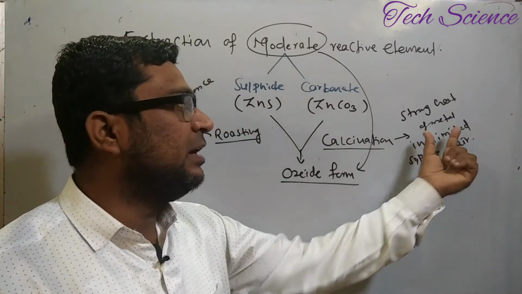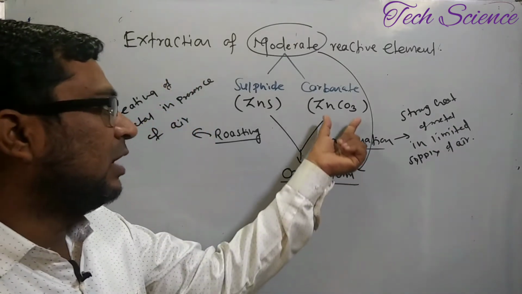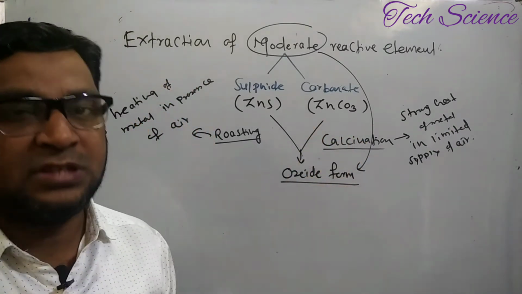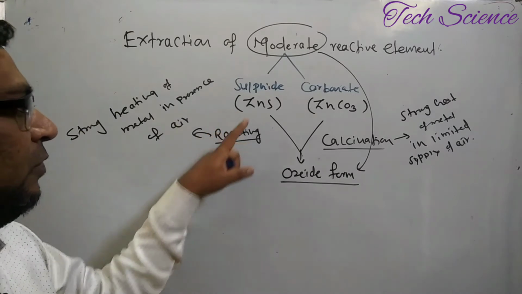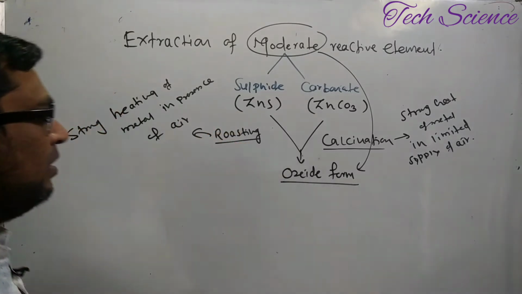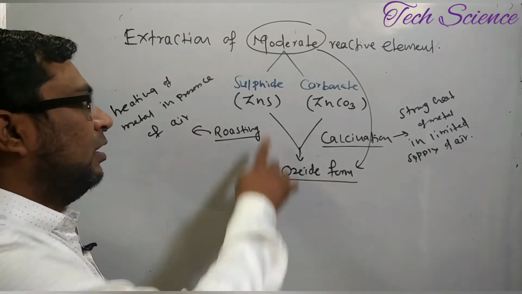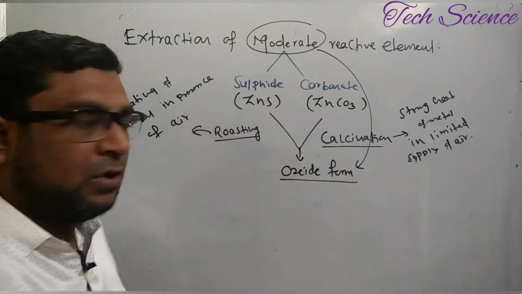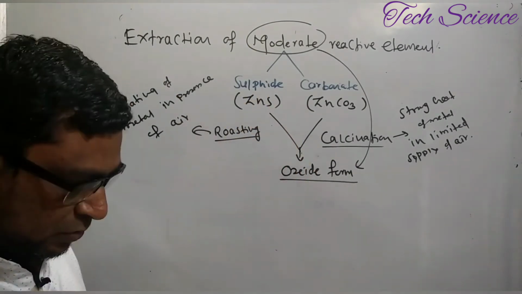If you strongly heat the metal, the carbonate form converts into the oxide form, and the sulfide form with the help of the roasting process converts into its oxide form. For example, how does the sulfide get converted into the oxide form with the help of roasting? So there is an example.